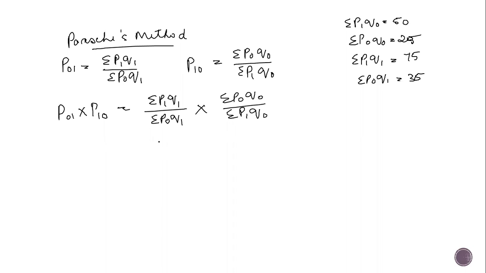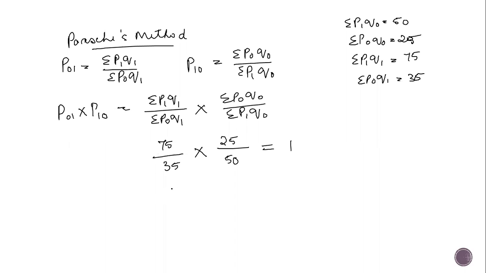P1 Q1, what is the value? 75, divided by P0 Q1, what is the value? 35, into, what is the value of P0 Q0? 25, divided by 50. Okay, this should also give you the answer as 1. It should be equal to or less than 1.